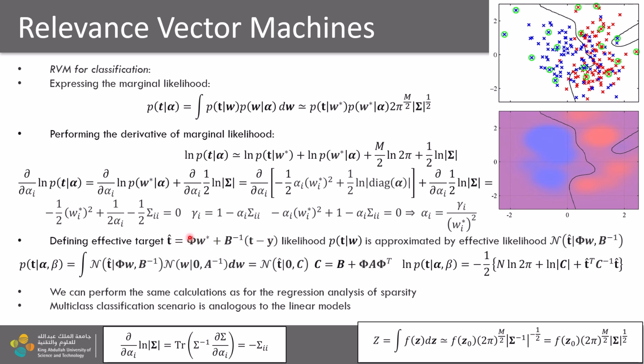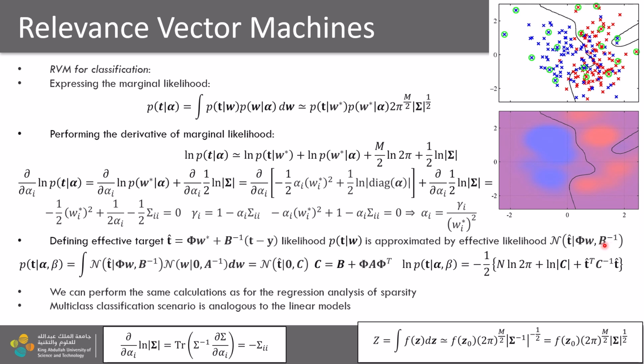So if we have that, then we can see that this type of formula for the random variable t hat can be expressed in such a way that the likelihood function can be approximated by this effective likelihood, and as it has this formulation, we can see that it has in fact the mean phi times the weight, and the covariance matrix is the matrix P inverse.